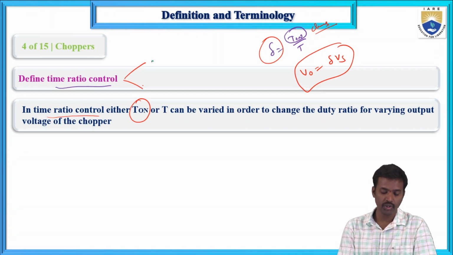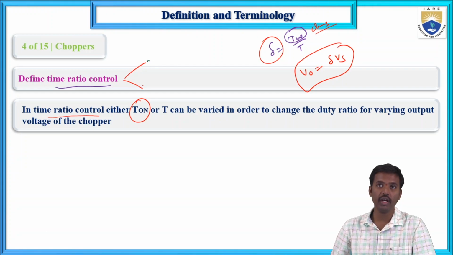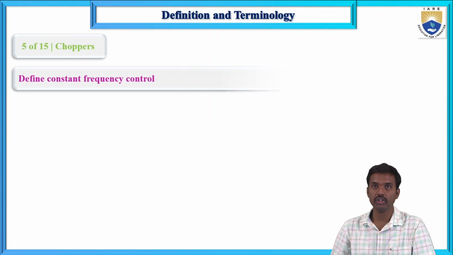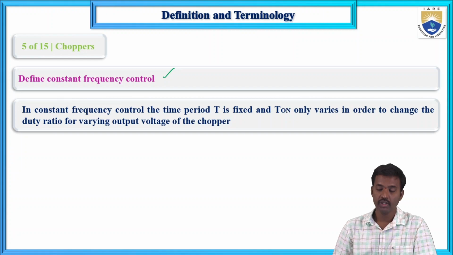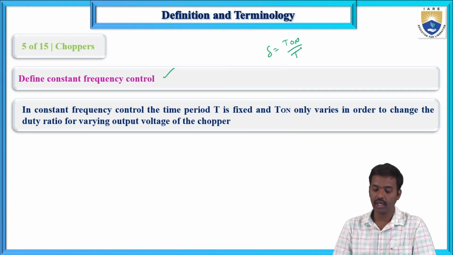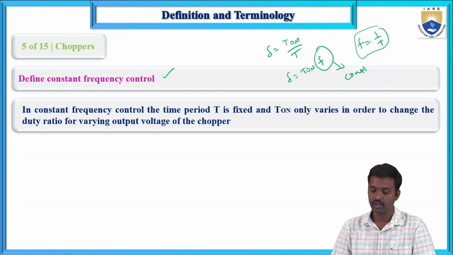In this there are again two types: constant frequency control and variable frequency control. First I will explain constant frequency control. Here duty cycle equals T on divided by the total time period, and constant frequency equals 1 by time period. We know this formula very well: delta equals T on into F. Here F should be constant, which means T should be constant.